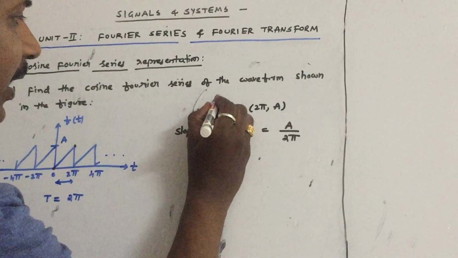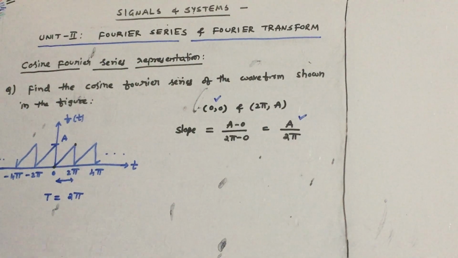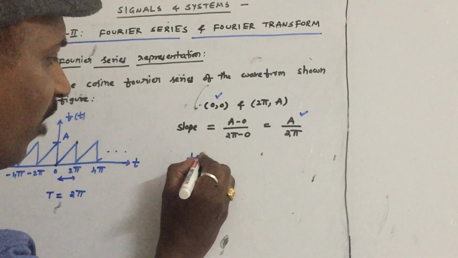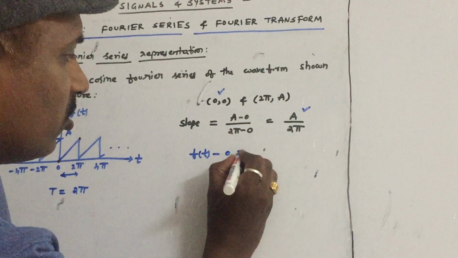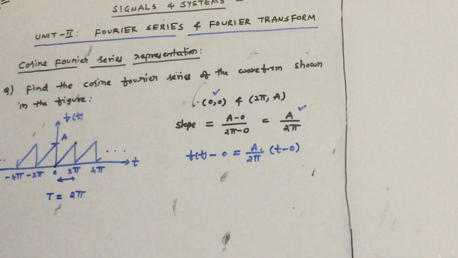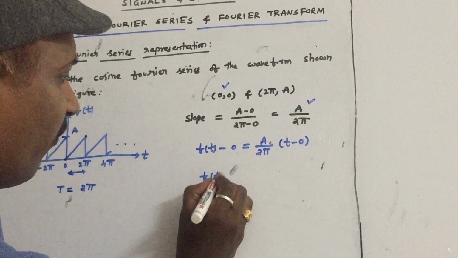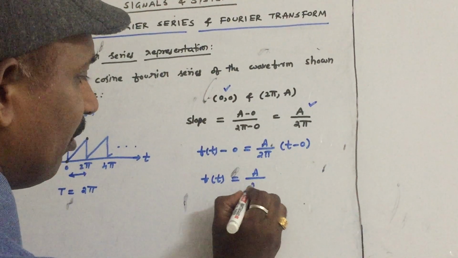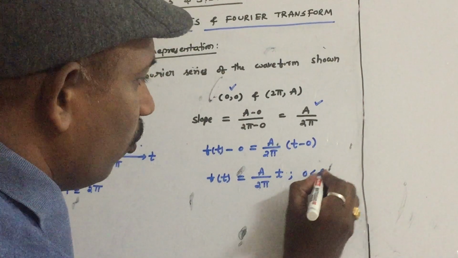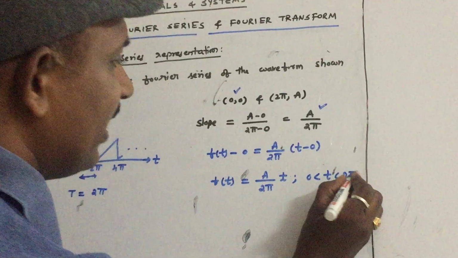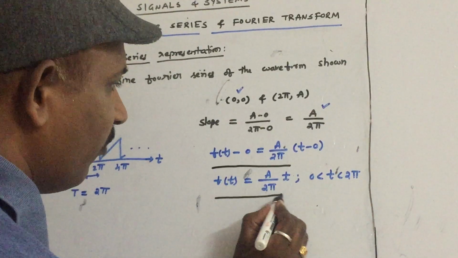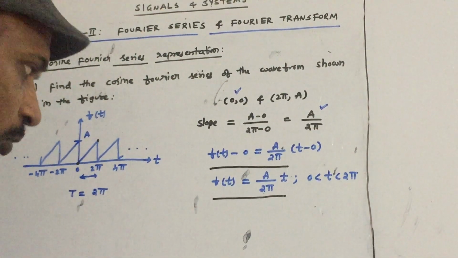Now from this point and this slope, use the formula y minus y1 is equal to m into x minus x1. Therefore f of t minus 0 is equal to a by 2 pi into t minus 0. So the equation of f of t is a by 2 pi into t, in the interval 0 to 2 pi.